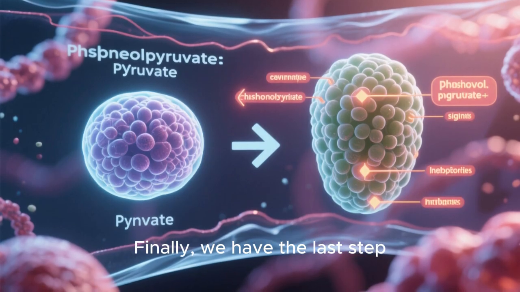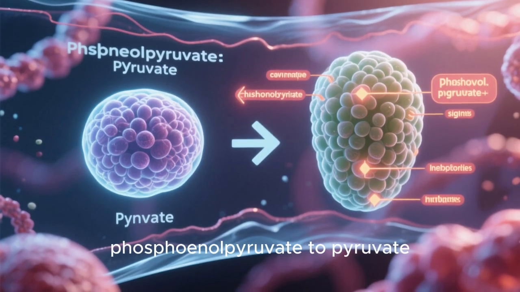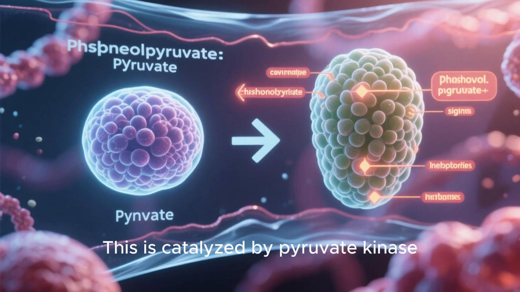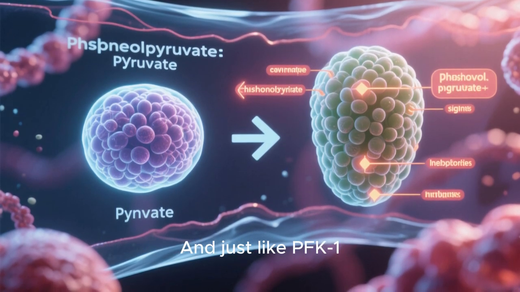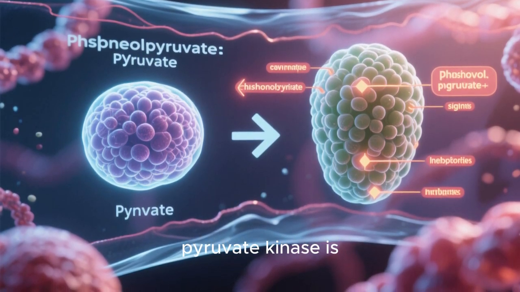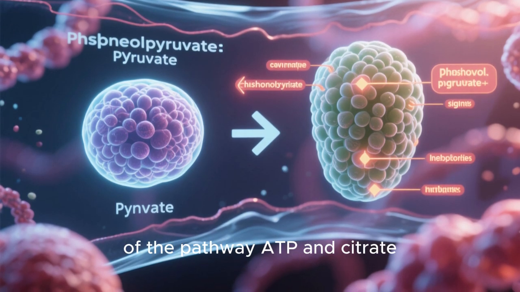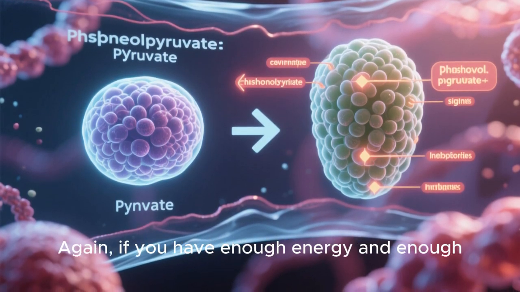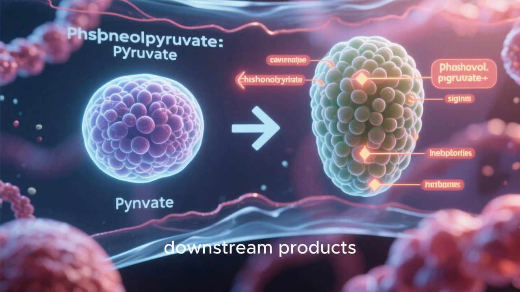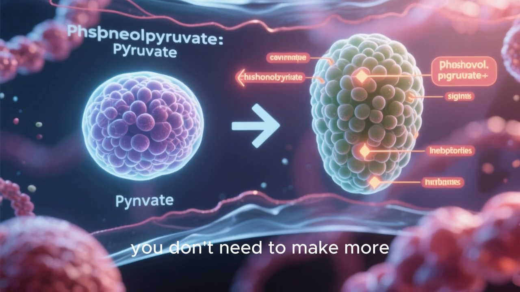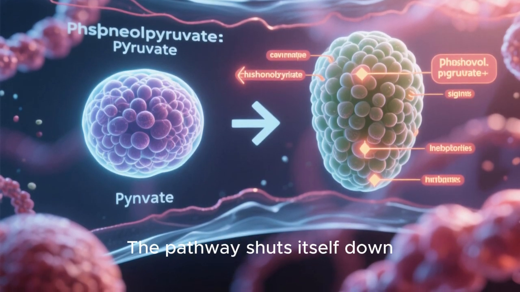Finally, we have the last step, converting phosphoenolpyruvate to pyruvate. This is catalyzed by pyruvate kinase. And just like PFK1, pyruvate kinase is inhibited by the products of the pathway, ATP and citrate. Again, if you have enough energy and enough downstream products, you don't need to make more. The pathway shuts itself down, too.